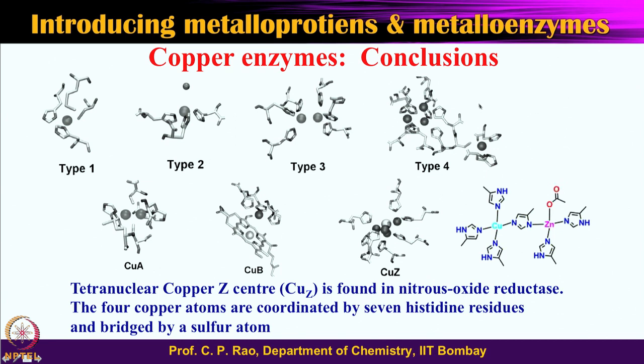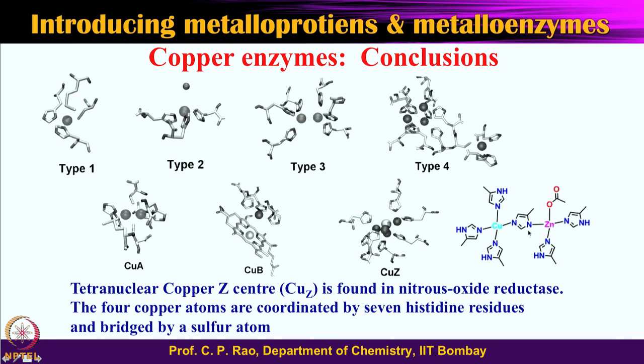Type 4 is the one we have already seen. Type 4 is nothing but type 1 plus type 2 plus type 3, all three together. This is the type 1, these two are the type 3 and this is the type 2. The substrate comes here, oxygen goes here, so you have a mechanism to open and close. Copper A, copper B and copper Z we have not looked at, and superoxide dismutase we have of course looked at earlier and seen that too.